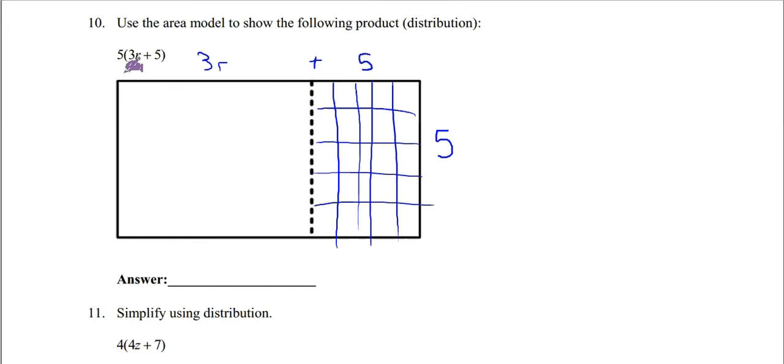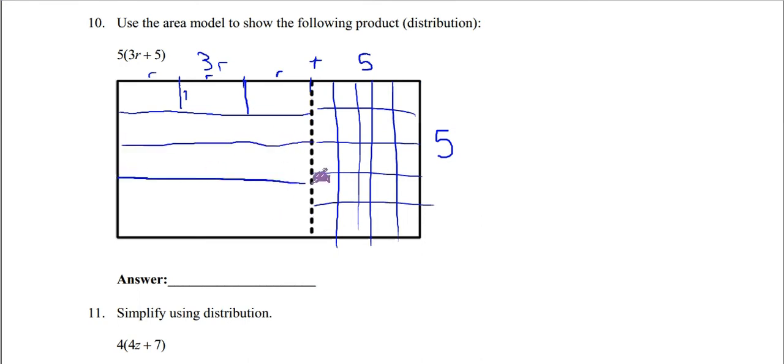What's going on over here? Well, from here to here is 3r. This is an r, and this is an r, and this is an r. That's r plus r plus r. That's 3r. Right? And so here's a row of r by 1 rectangles. R on one side, 1 on this side. And same for those ones. And we can fit 5 of those rows of 3r's.